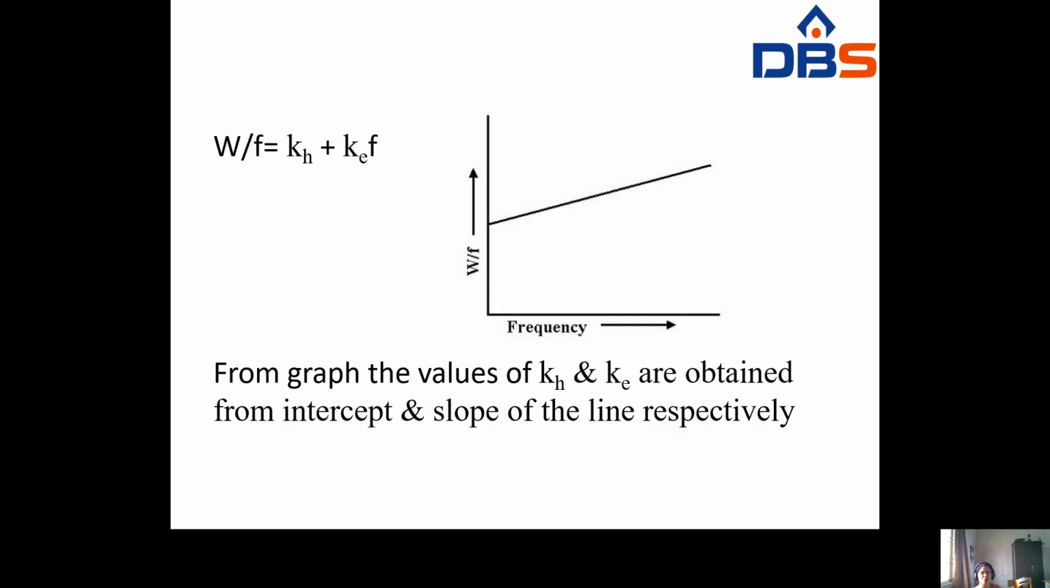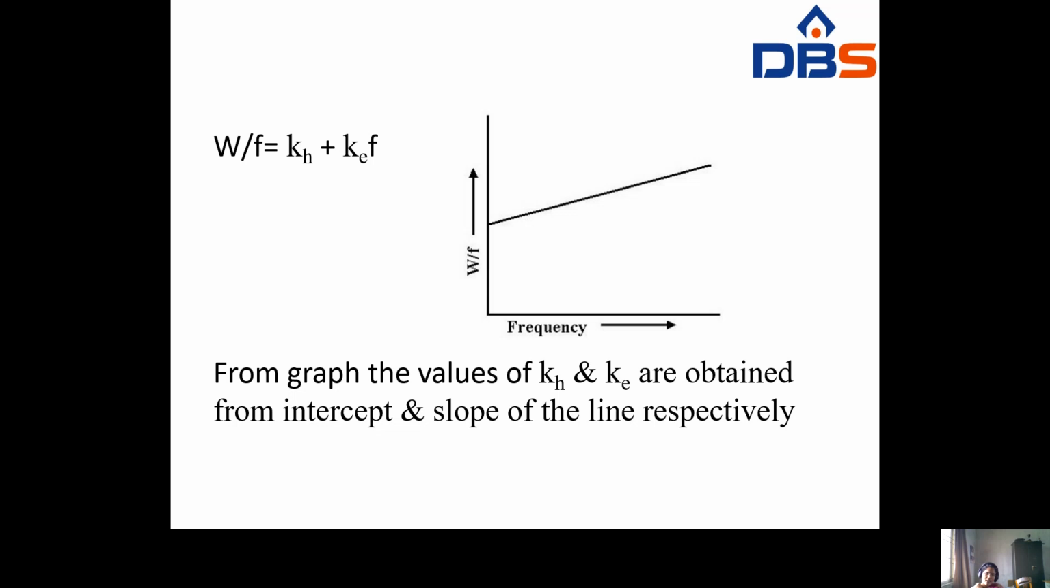From those two terms you take f as common, so that f you write on this side. Then you write W by f equals K_H plus K_E f. Here W by f is the loss per frequency, and here you write the frequency.